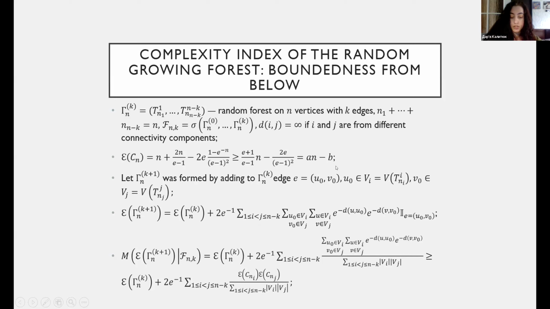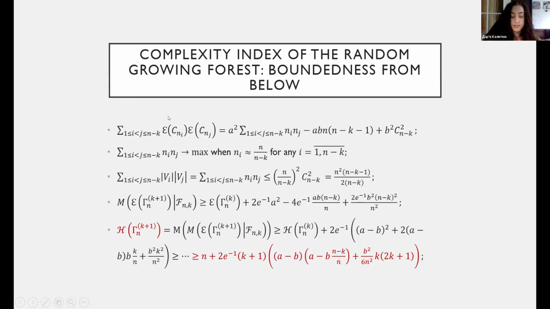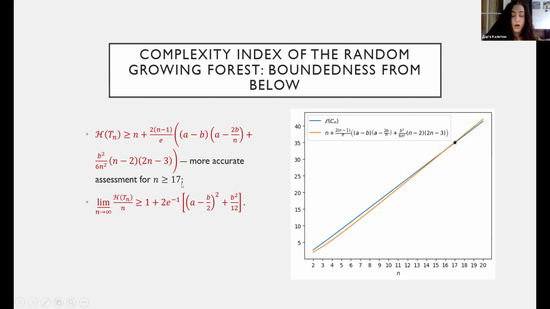Using this linear estimation for chain complexity indices, we can assess this summation the following way. The summation in the denominator we would bound from above, and after all substitutions and reductions, we would take an unconditional expectation and get the following lower bound for an arbitrary random forest expected complexity index. If we substitute here n-1 instead of k plus 1, we would get an improved lower bound for the expected value of the complexity index for the random tree, starting from the number of vertices equal to 17, and as we can see on the plot. And the same inequality leads to the following asymptotic lower bound for the normalized expected value of the complexity index.